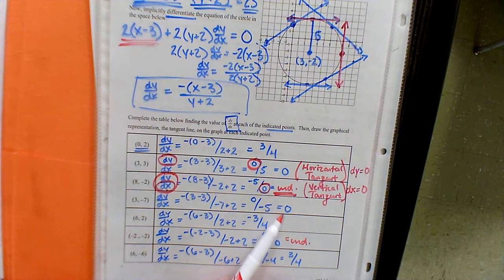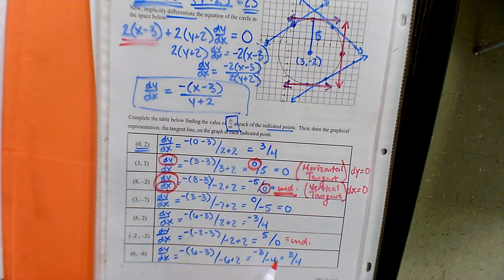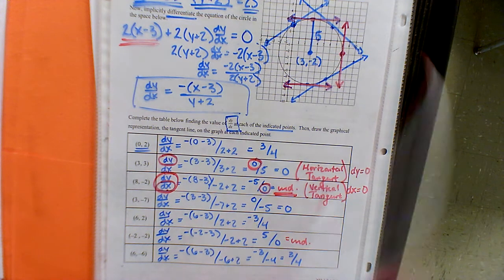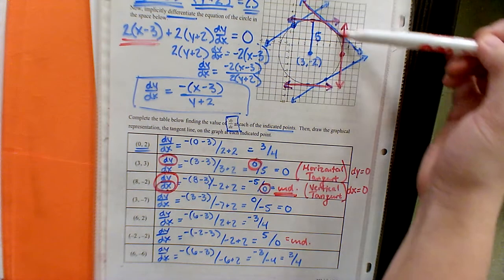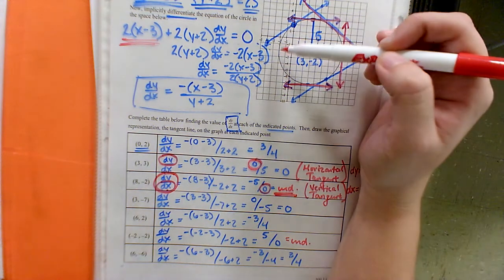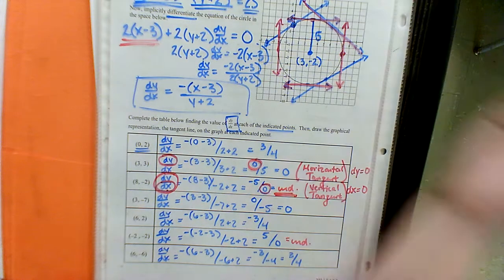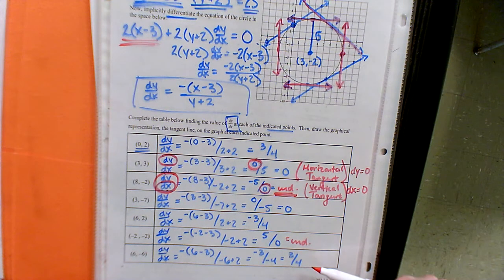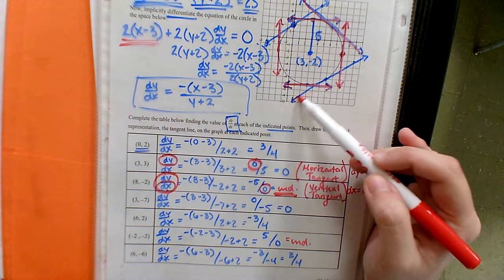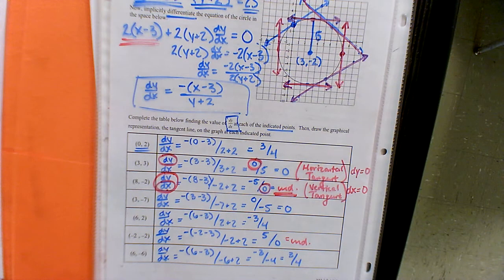All right. We had another horizontal tangent for the next point. We had a minimum value, -3/4, so that's this guy right here. Another undefined slope, looks like we're at the leftmost point, so another vertical tangent. And then the last one was 3/4, this last one down here. We do okay?